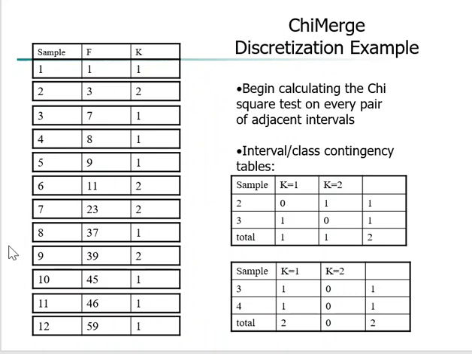Our basis for merging is to detect the interval-class correlation by using the chi-square test. So here we will calculate the chi-square test on every pair of adjacent intervals. Between 1 and 2, that's one chi-square test. 2 and 3 is another chi-square test. 3 and 4 is yet another chi-square test. So what's shown here, the example shows the 2 and 3 and the 3 and 4 tests.